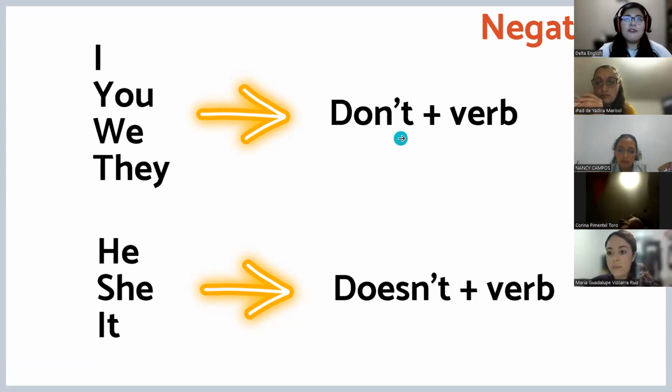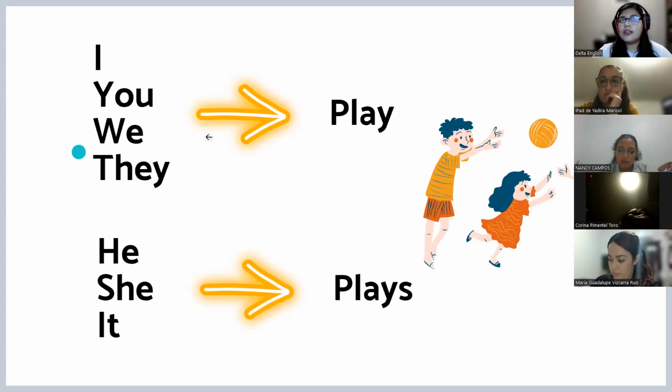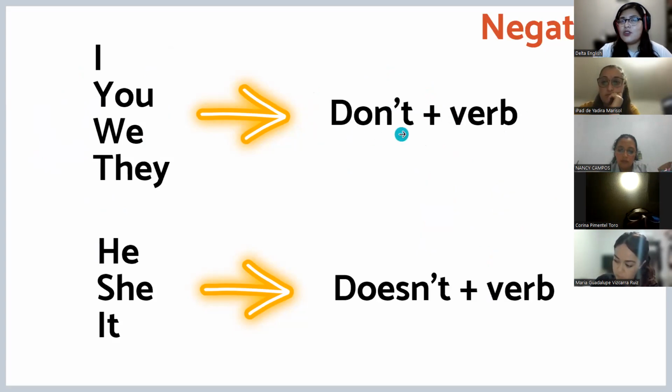So, if I want to say no, I'm not saying yes, I'm saying no. If I want to say a negative for whatever action I choose, the only thing I have to do is add the word don't. I'm going to add the word don't for I, you, we, and they. So for the same subjects where I would leave my verb the same, I'm going to add don't.